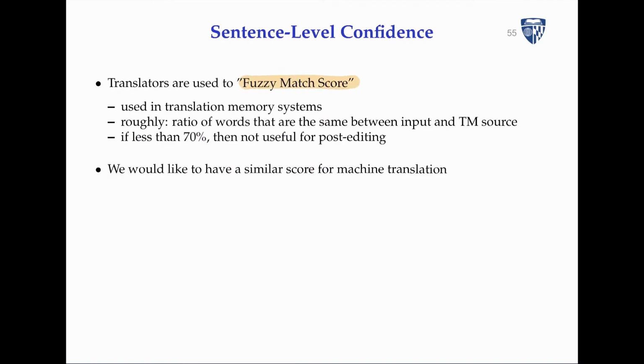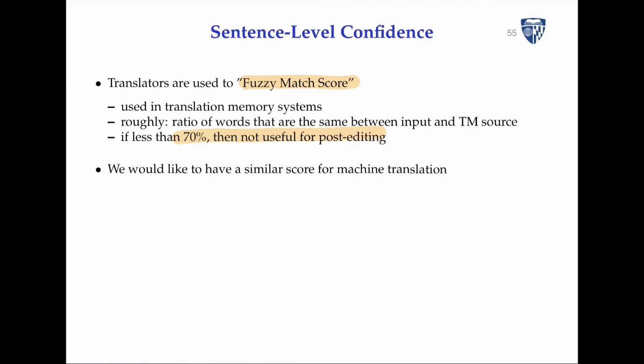So how similar is the input to the input that was retrieved? This is called the fuzzy match score. And they know that if a fuzzy match is retrieved that's not very good, it's not worth looking at. So their threshold is something like maybe 70%. If the similarity between the sentence I have to translate right now and the sentence retrieved is less than 70%, it's not worth bothering to look at it.